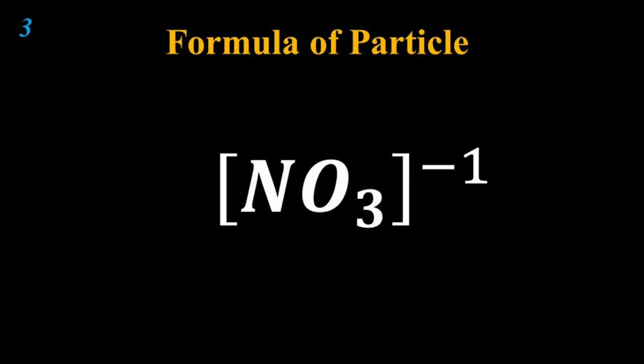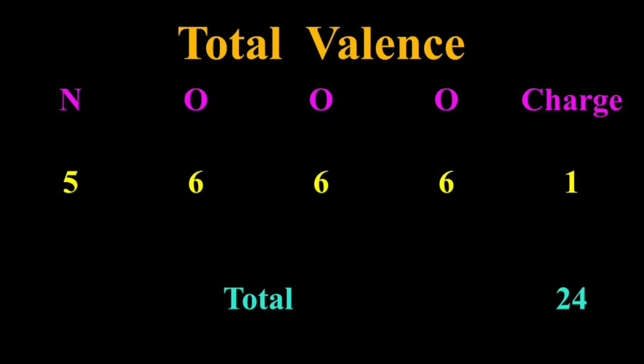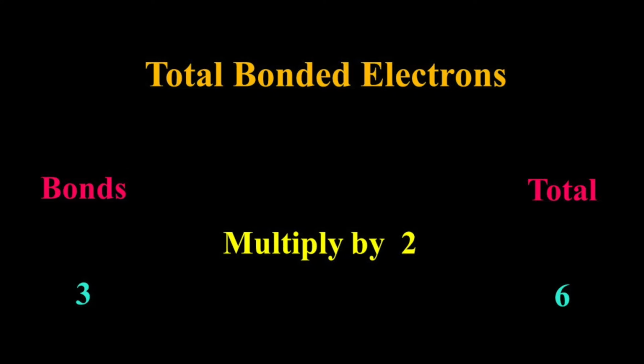Now I have nitrate, so make sure that if it's negative, you're going to add an extra electron. So that's going to be my shape. We don't know if it's going to be trigonal planar, but that's the best you can do with the information you're given. So I'm going to have a total valence of 24. Notice I have 1 extra. If you have that negative sign, that means you have an additional electron.